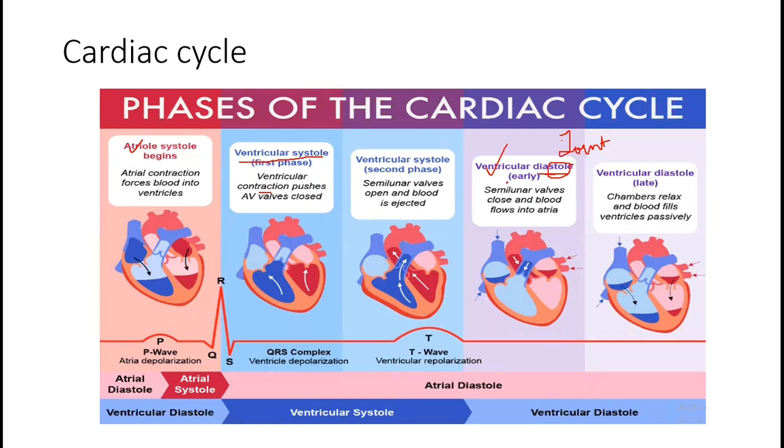and the ventricle relaxes when the blood enters from the respective atrium. Understood? So ventricular diastole early, semilunar valve closes and blood flows into the atria. Ventricular diastole late, chambers relax and blood fills the ventricle passively. Passively. Why passively? Because at this time, the atria are not in the phase of systole. Since all four chambers are in a relaxed position, that's why it is known as joint diastole. Understood? Joint diastole, everyone?